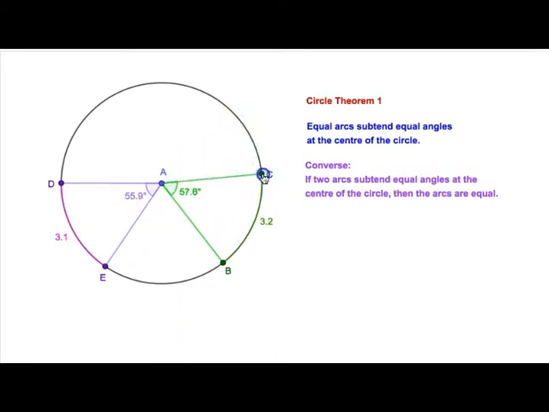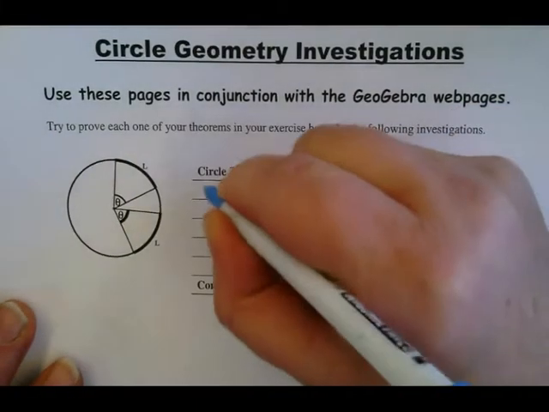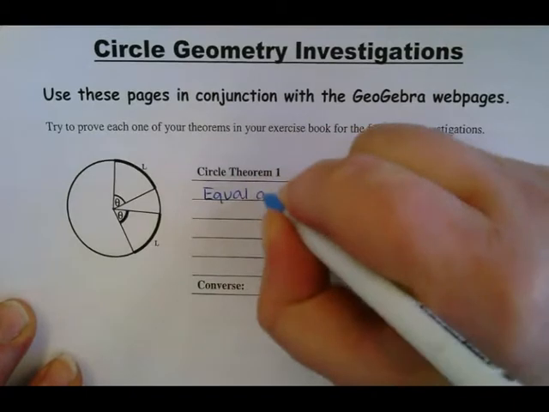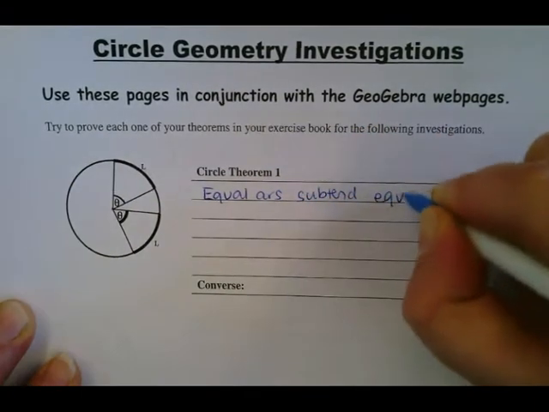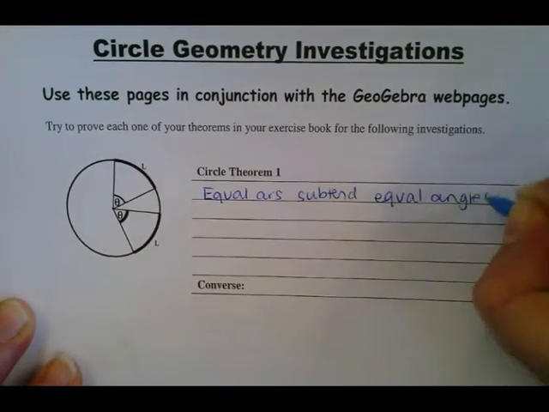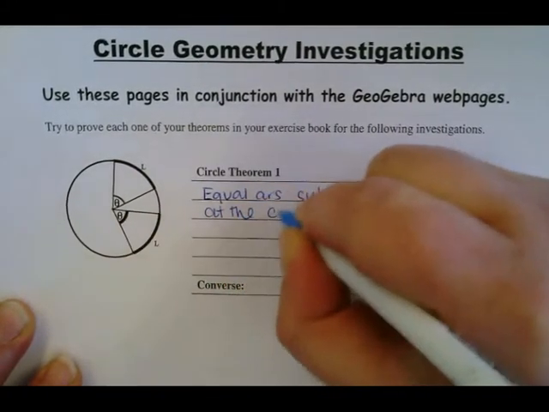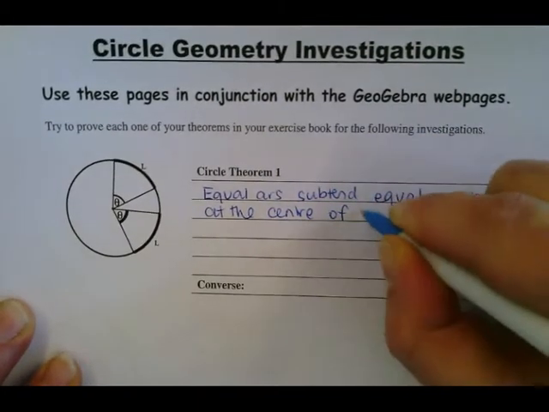So this is our first theorem. If I go back to 3.1, remember there is a bit of rounding, so I'm trying to get it exactly the same. Okay, so there is circle theorem number 1. So put that in the space, circle theorem 1: equal arcs subtend equal angles at the center of the circle.